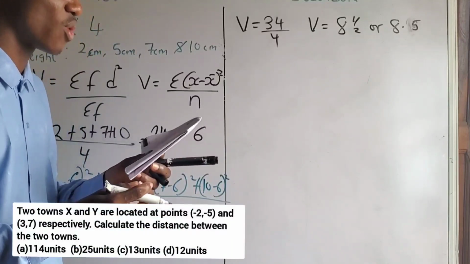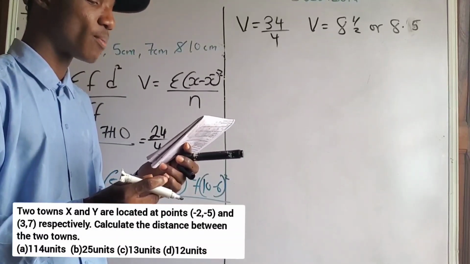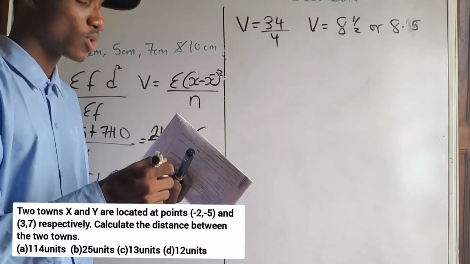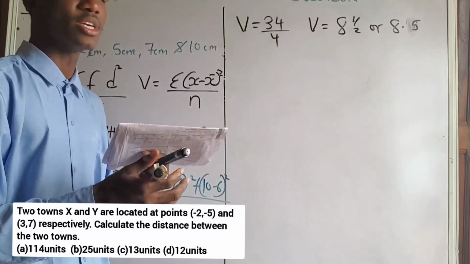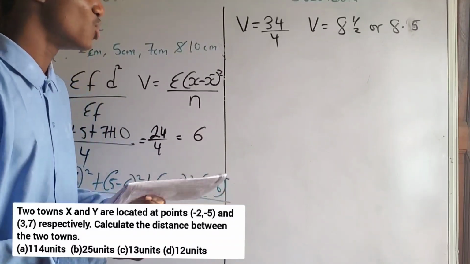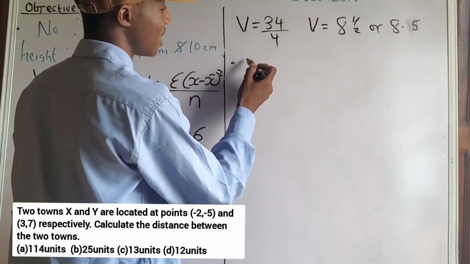Two towns X and Y are located at points -2, -5 and 3, 7 respectively. Calculate the distance between the two towns. This topic comes from a topic in mathematics known as coordinate geometry, and if you are well versed with that, you will discover that the distance between two points can be calculated like this.